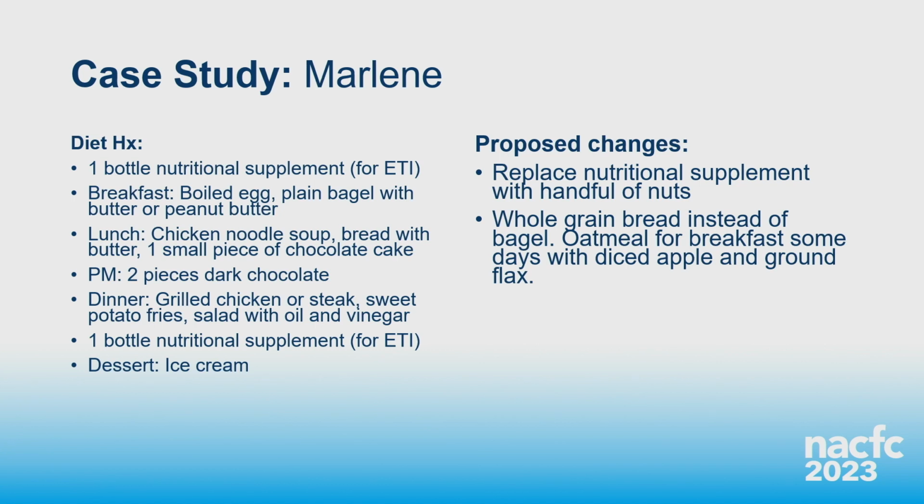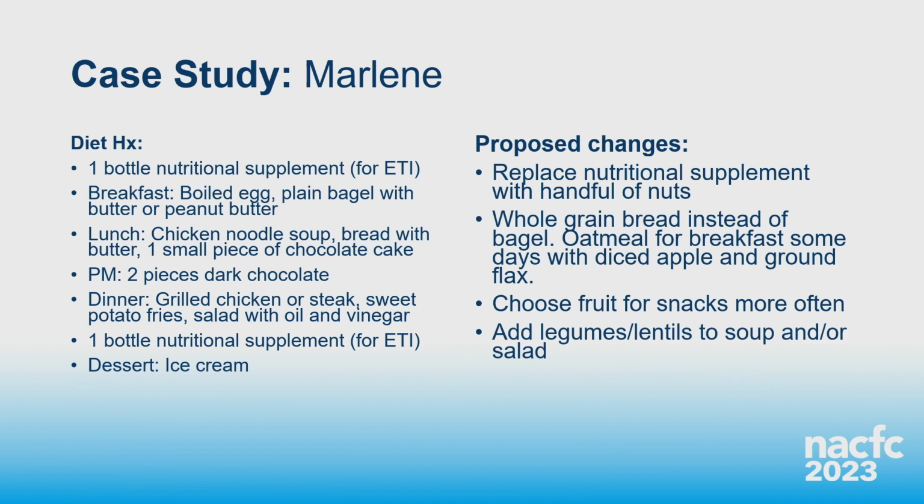We talked about ways to get more soluble fiber into her day, so switching from a plain bagel to whole grain bread, or perhaps having oatmeal for breakfast on some days with some other soluble fiber rich things added in. Choosing fruit for snacks more often, particularly those that are higher in soluble fiber. And adding in lentils and legumes to her soup or salad.